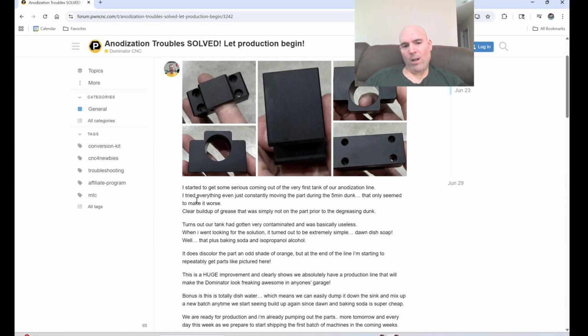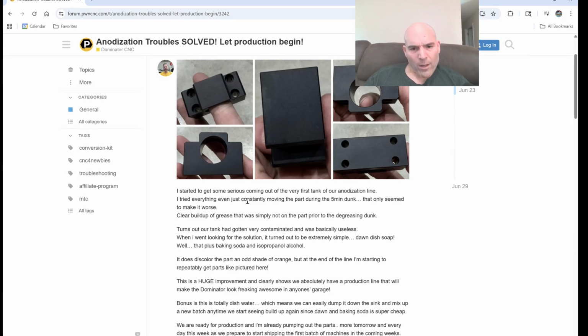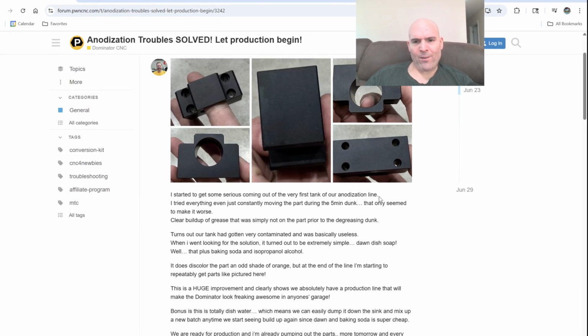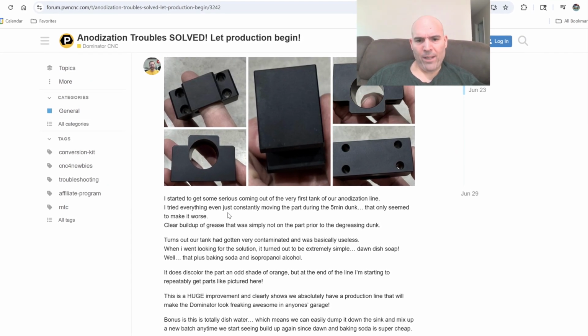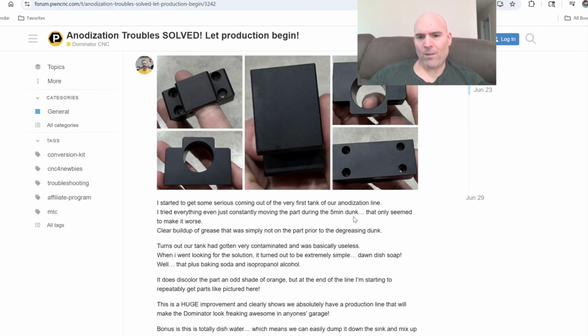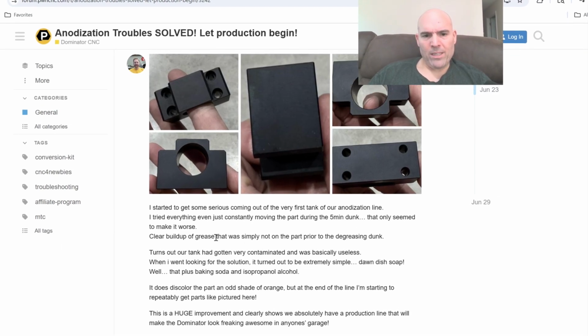And you can see here, I started to get some serious coming out of the very first tank of our anodization line. I tried everything, even just constantly moving the part during the 5-minute dunk. That only seemed to make it worse.